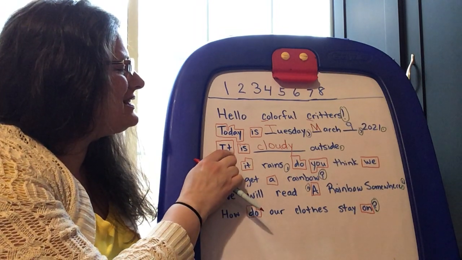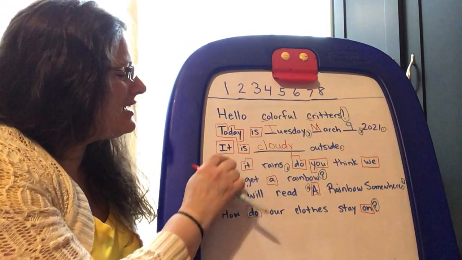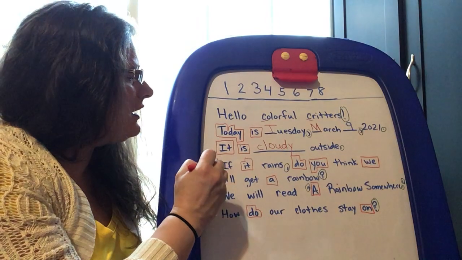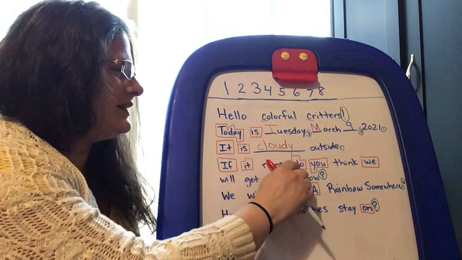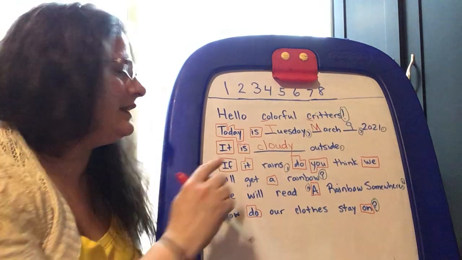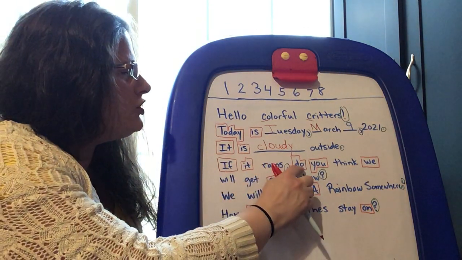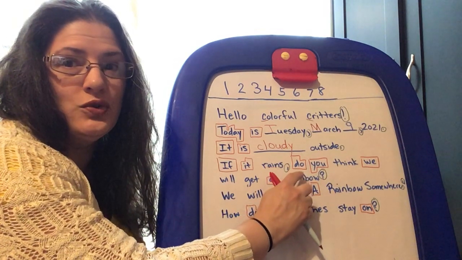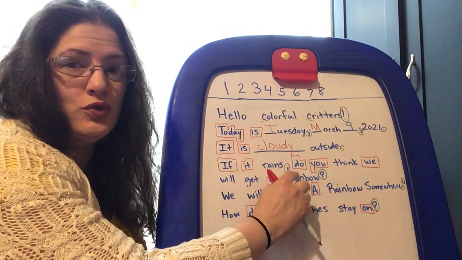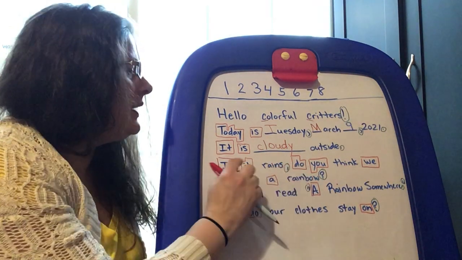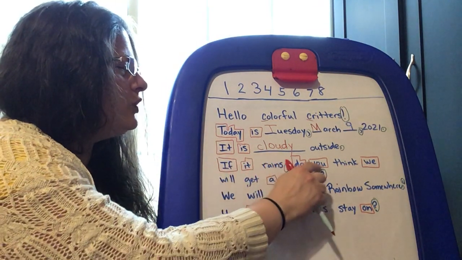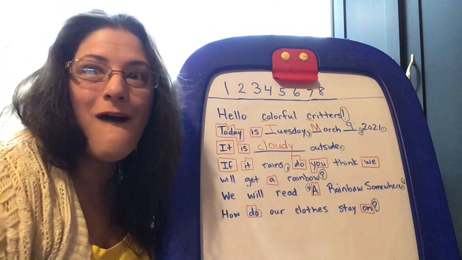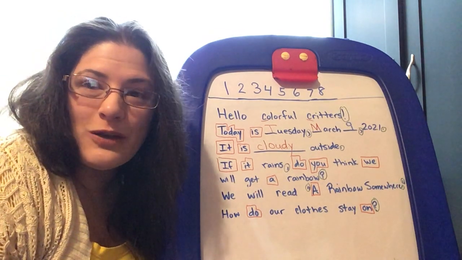I-T is it. I-S is is. This is I-F. If. If it rains, because it's cloudy, so it might. If it rains, D-O is do. If it rains, do you think we will get a rainbow?